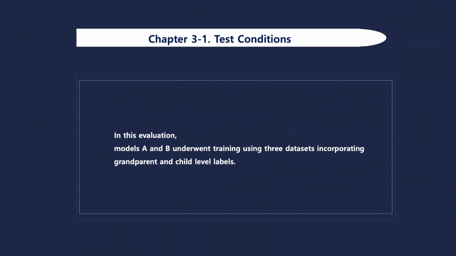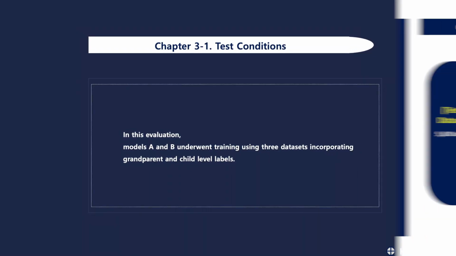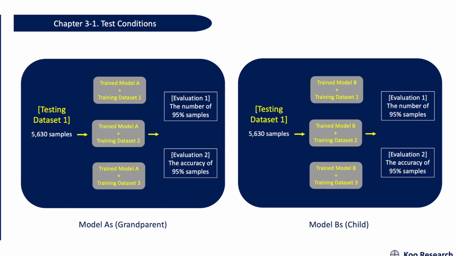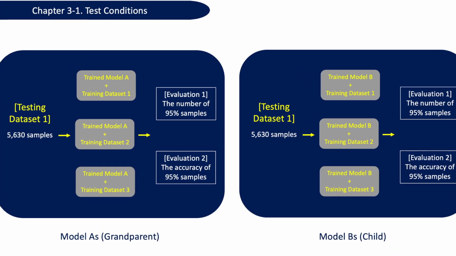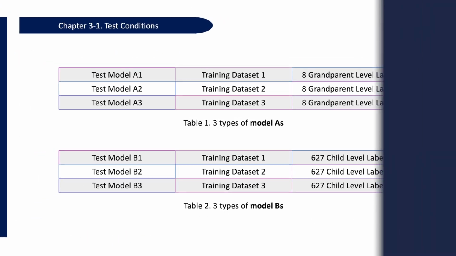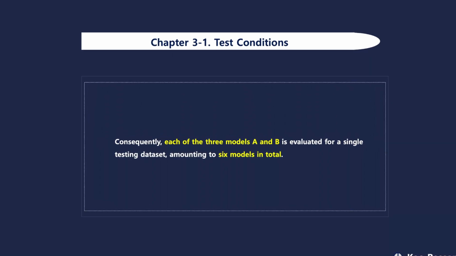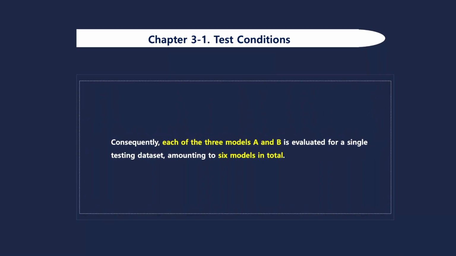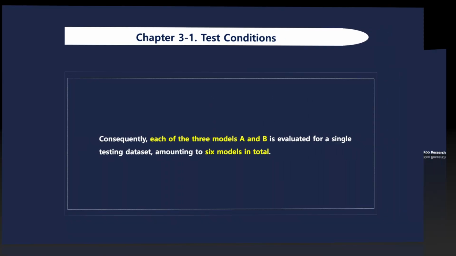Chapter 3:1. Test conditions. In this evaluation, as indicated in this figure and tables, models A and B underwent training using 3 datasets incorporating grandparent and child level labels. Consequently, each of the 3 models A and B is evaluated for a single testing dataset, amounting to 6 models in total.